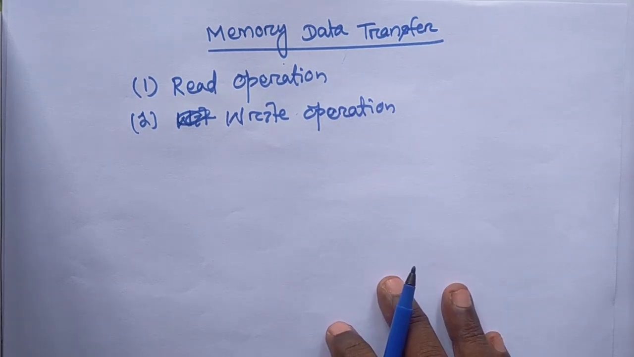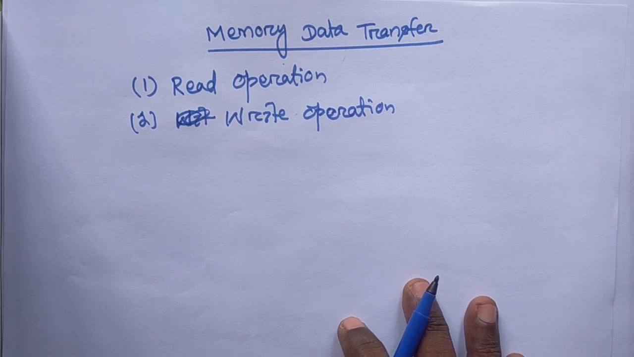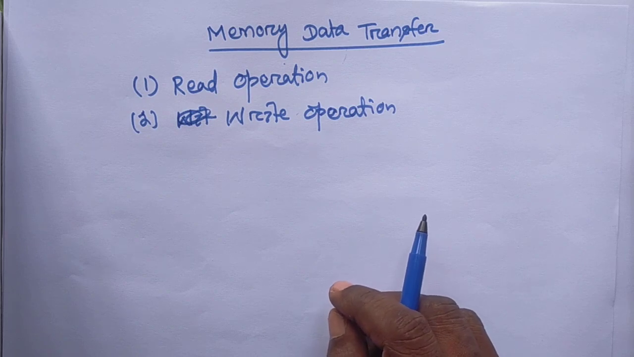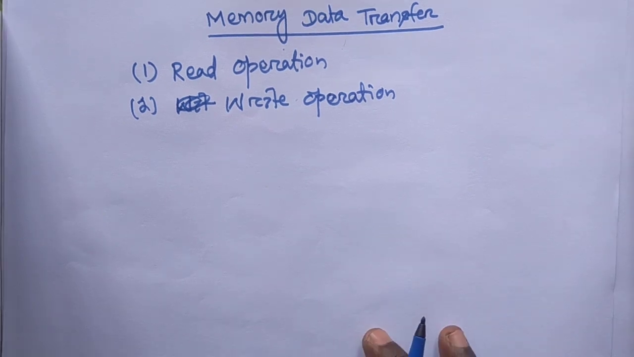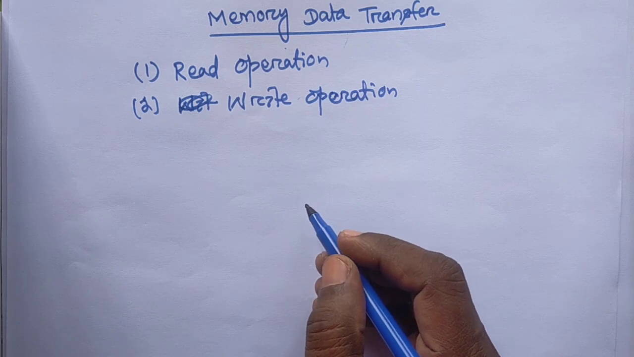First of all, we see what these operations are and how they are used in memory data transfer. So you see the transfer of information from the memory unit to the user end. I will show you in a very simple way. We can define the read operation and write operation in different ways. One graphical representation I will show you, then you can understand, and after that I will describe the read operation and write operation.